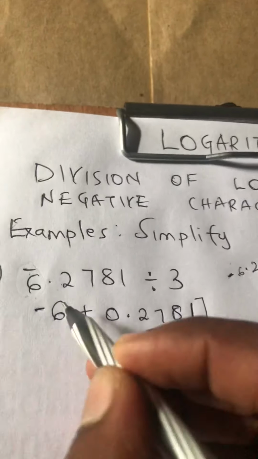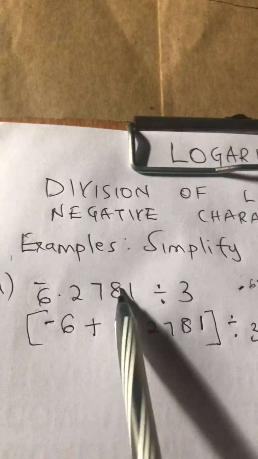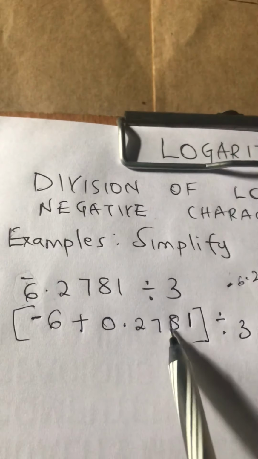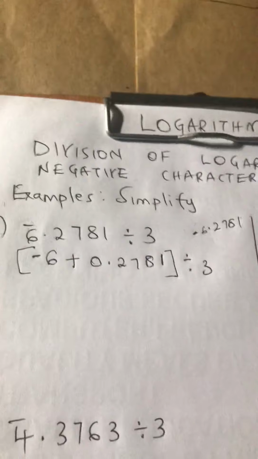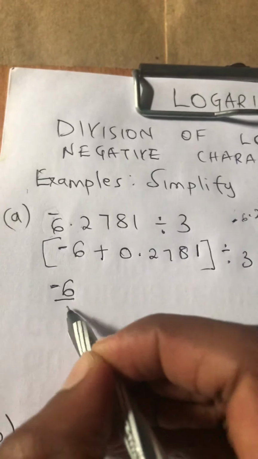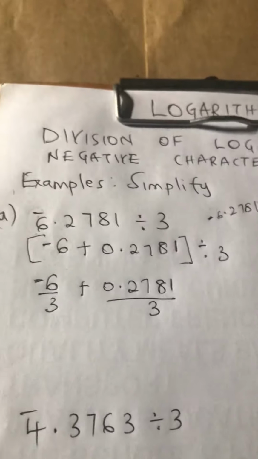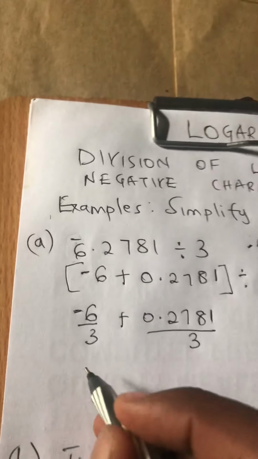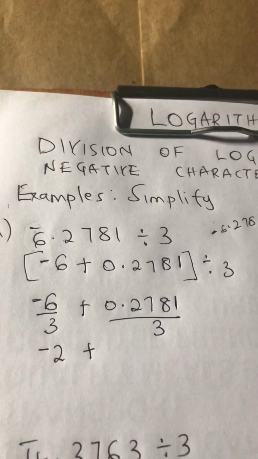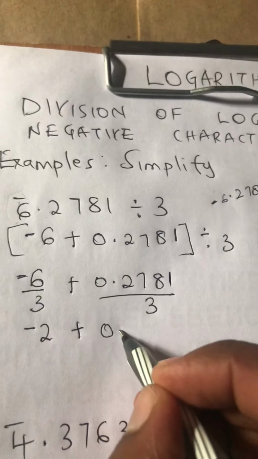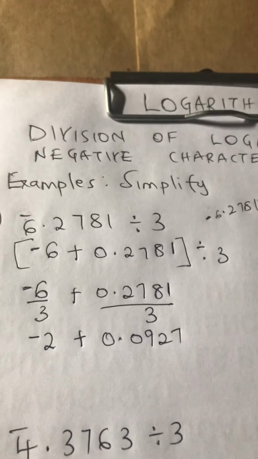Then individually, unafanya namna hiyo, then divide by 3. So we are basically rewriting bar 6.2781 as negative 6 plus 0.2781, but then we are dividing by 3. Hapo sawa? Nice one, nice one. Then individually unasema negative 6 divided by 3, then plus 0.2781 divided by 3. Hapo sawa? Nice one, nice one. So minus 6 divided by 3, basically utapata minus 2, and 0.2781 divided by 3 mtu wangu utapata 0.0927. Hapo sawa? Nice one, nice one.